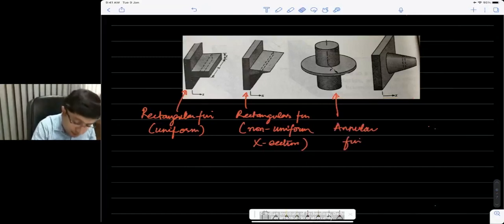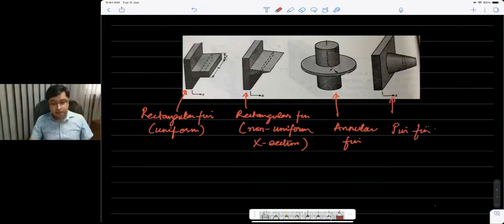And finally, the last configuration is called a pin fin. It's like a pin, starting from a solid surface. This is also a non-uniform cross-sectional problem, even though you can also have a uniform cross-section area. You have a constant diameter tube attached to the surface, but it's in the form of a pin. That is the reason it's called a pin fin.